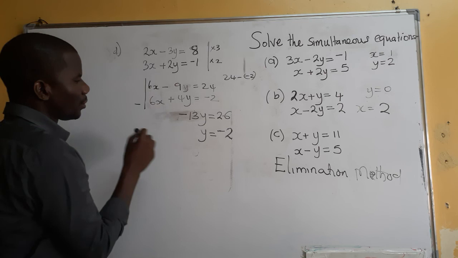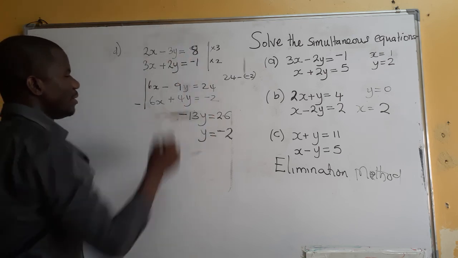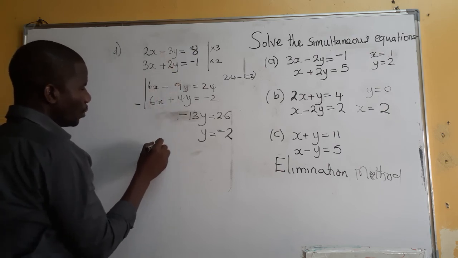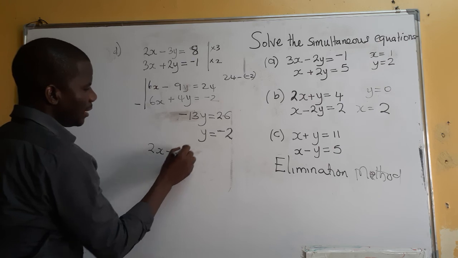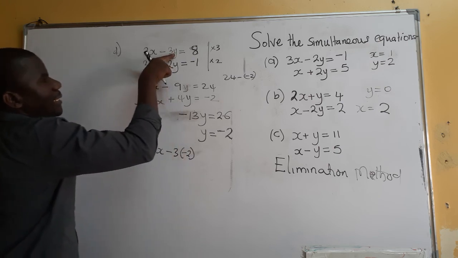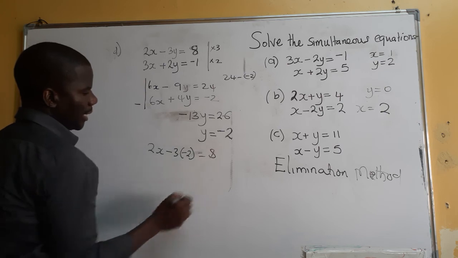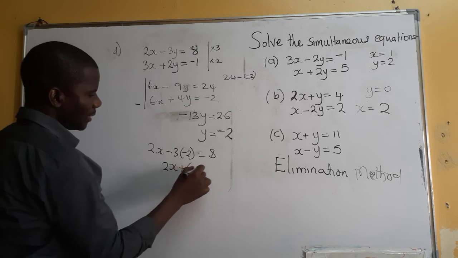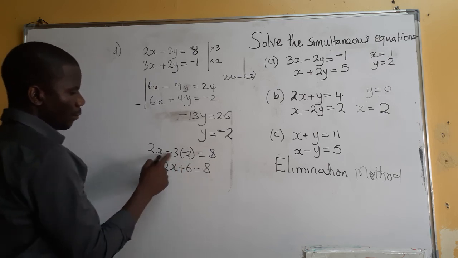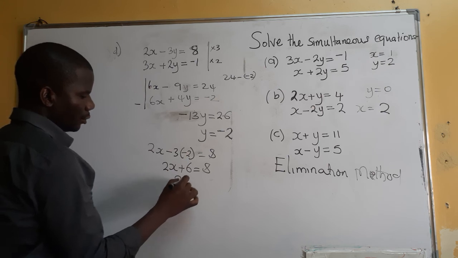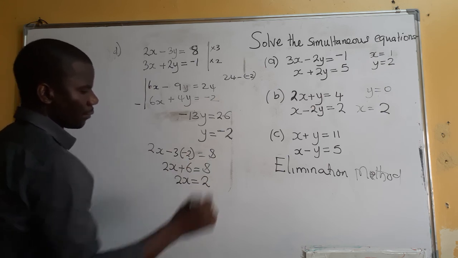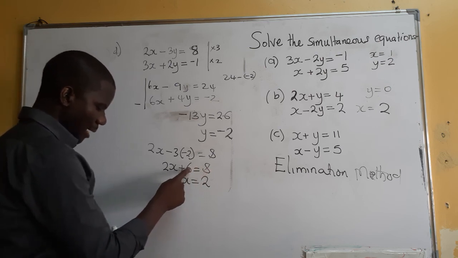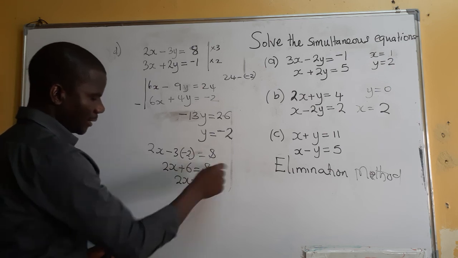And if y is equals to negative 2, we need to find now the value of the other one. So we can pick even this one to find the value of x. We're going to say 2x minus 3, then here we put negative 2, while there is y is equals to 8. Then we have 2x plus 6 is equals to 8. When you multiply these, we're going to get a plus. 2x is equals to 2. You understand where the 2 is coming from, isn't it? 8 minus 6.